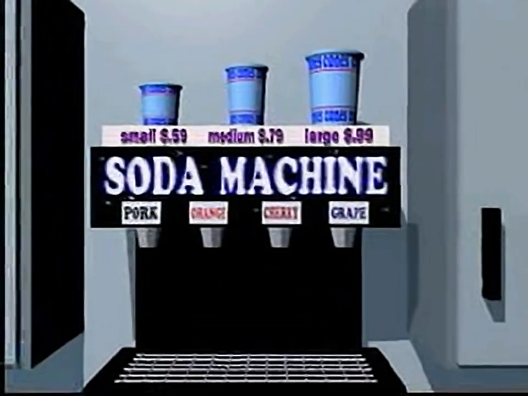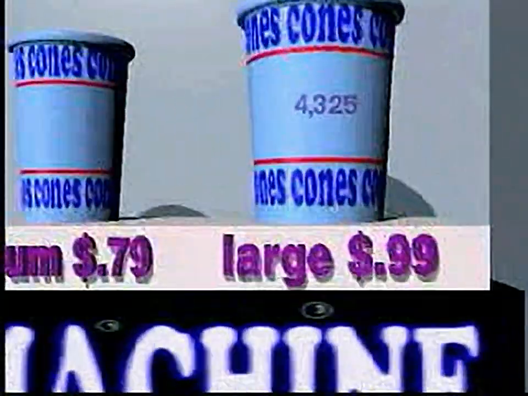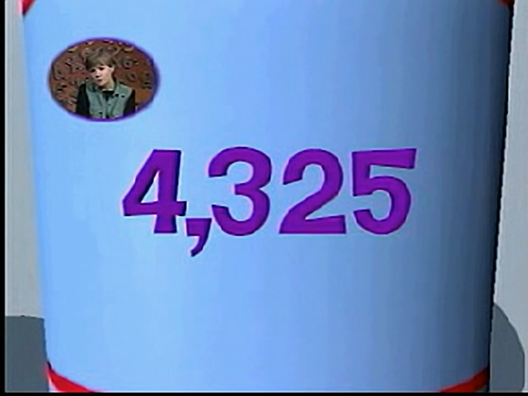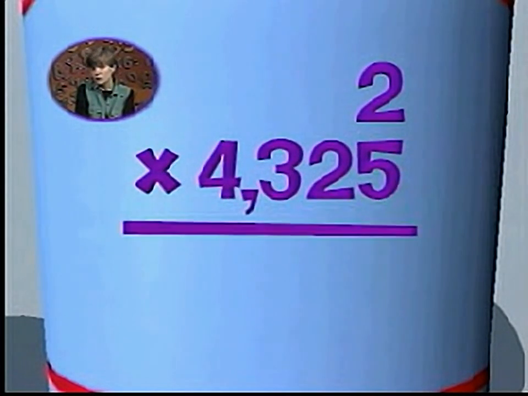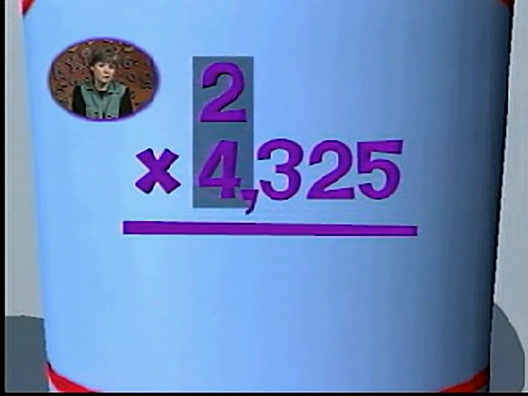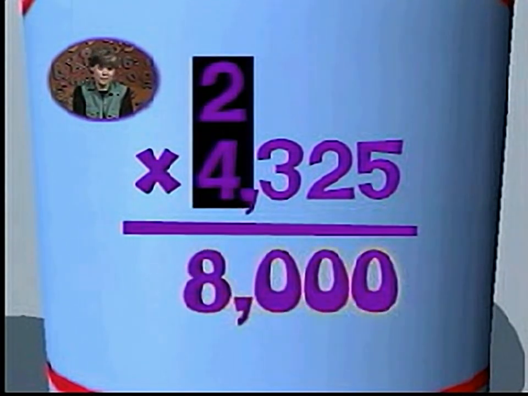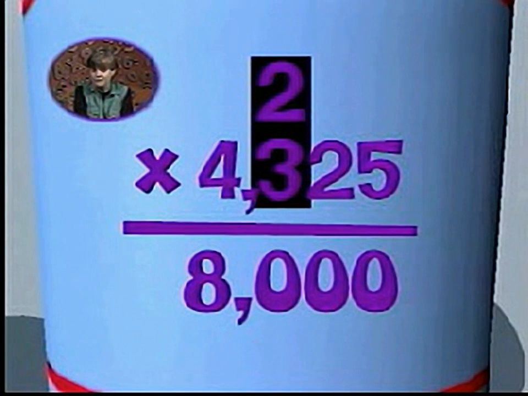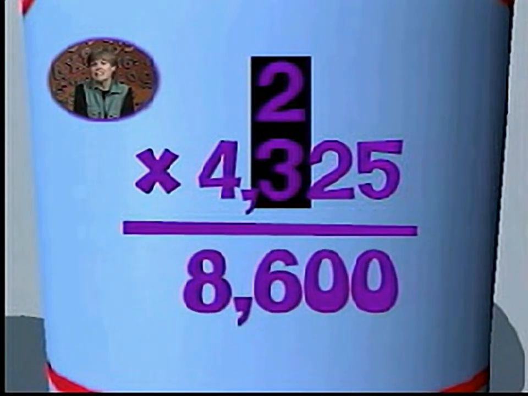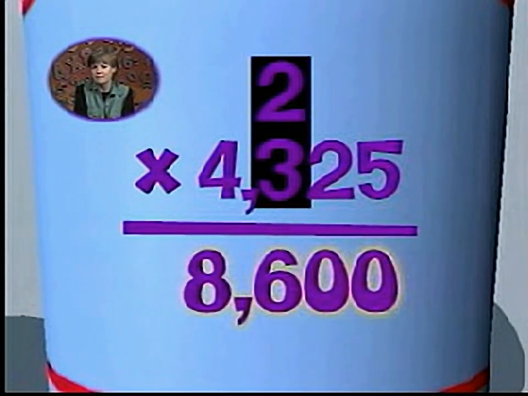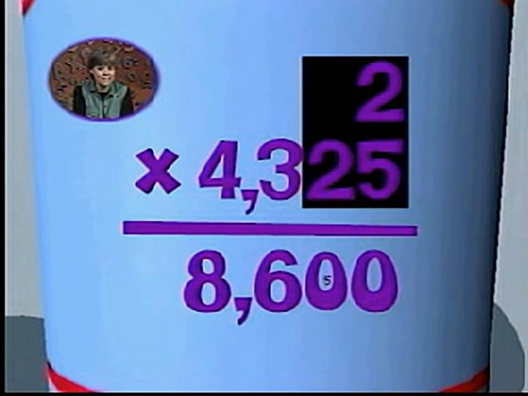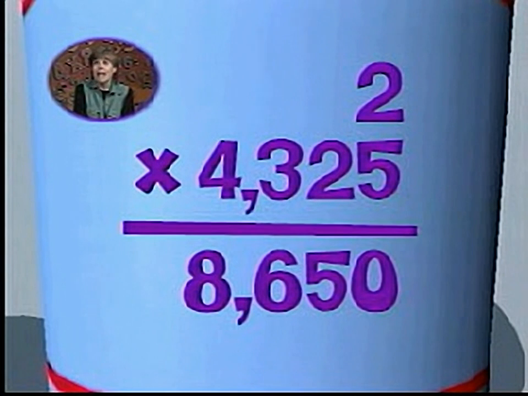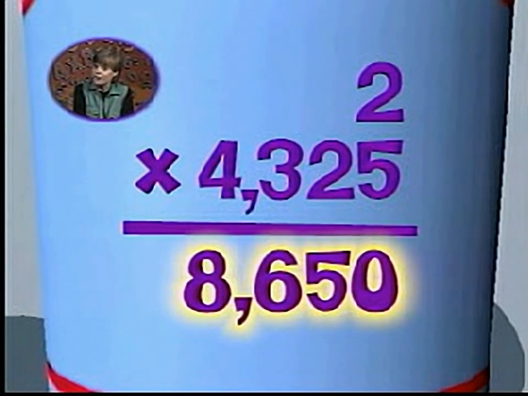While he's doing that, let's double a large number like 4,325. Our problem would be 2 times 4,325. 2 times 4,000 would be 8,000. 2 times 300 is 600. That's 8,600. Then, like quarters, 2 25s is 50. So you have 8,650.